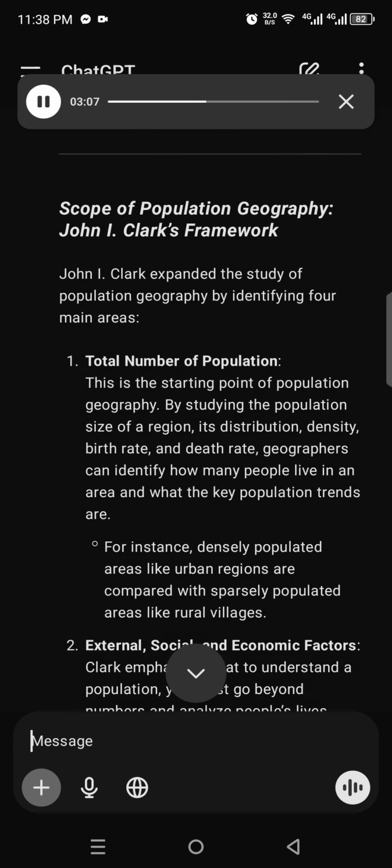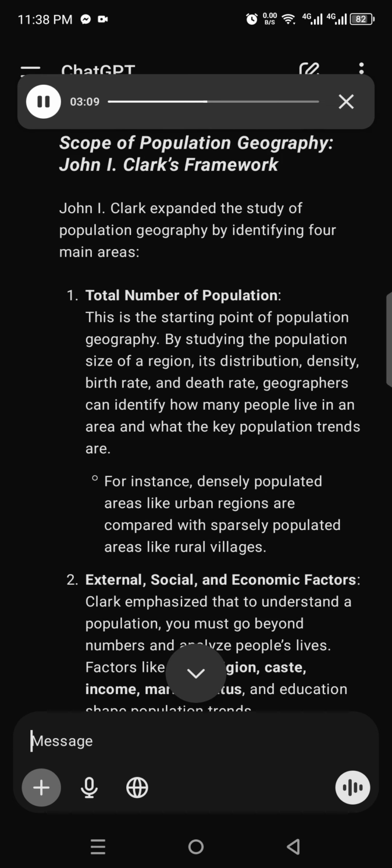Scope of population geography. John I. Clark's framework. John I. Clark expanded the study of population geography by identifying 4 main areas. 1. Total number of population. This is the starting point of population geography.